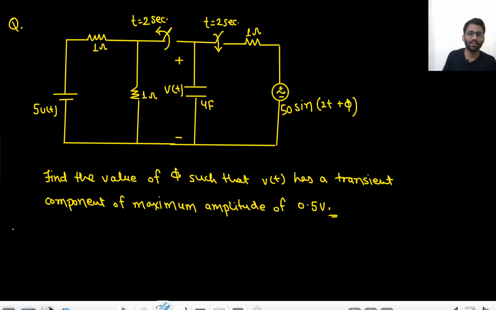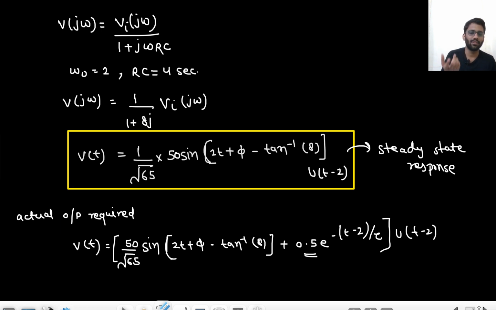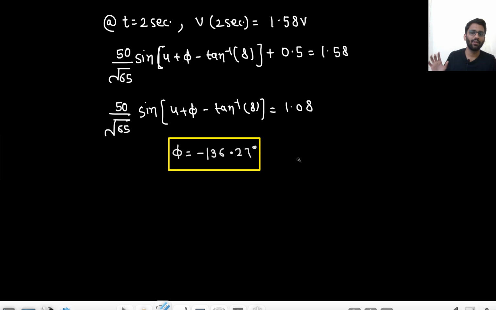Now in the last example, initially the capacitor is charged to some voltage, that means it is having an initial voltage. Now there is some transient component as well. So 0.5 voltage is provided by the transient component. Now the rest of the voltage should be provided by the steady state response. So what is the steady state response? This is the steady state response. So 1.08 should be provided by this steady state response.